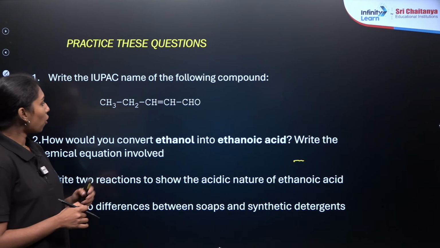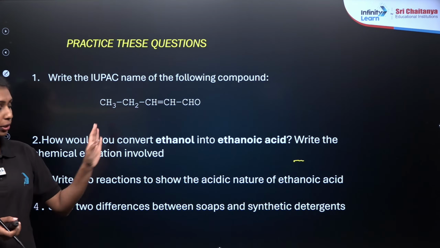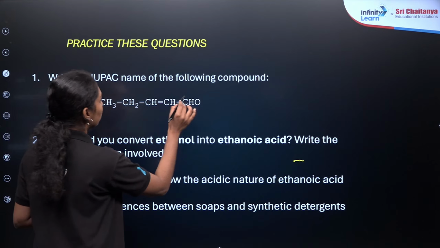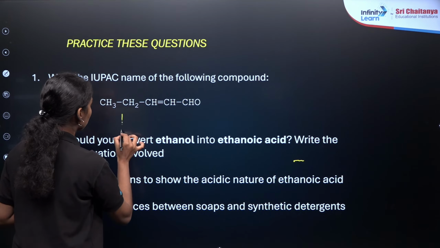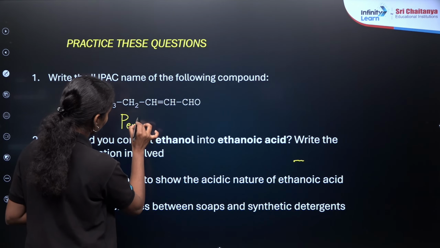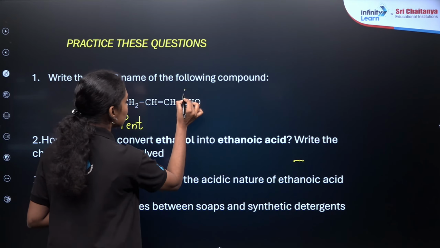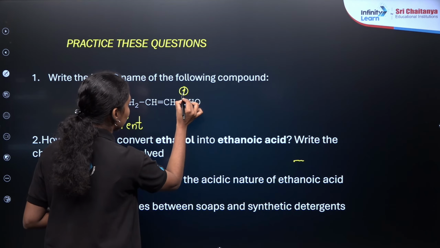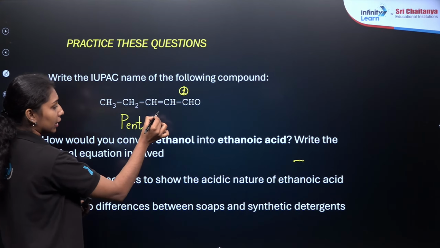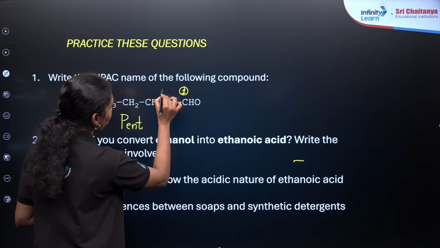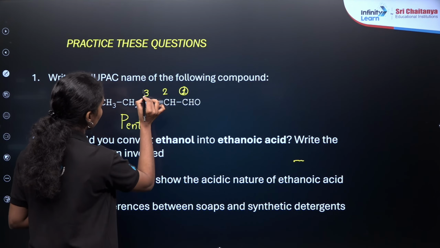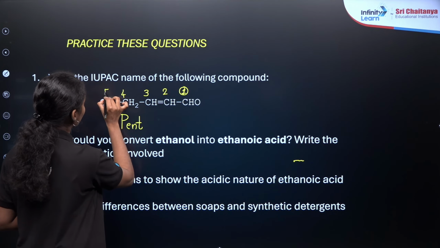First you need to identify the longest chain containing carbon atoms, right? So you can see over here this is a 5 carbon compound, so the word root will be pent. Then I will give the numbering starting from the CHO group over here, because the aldehyde group has higher priority than the double bonded carbon here, right? So numbering starts from here: 1, 2, 3, 4, 5.